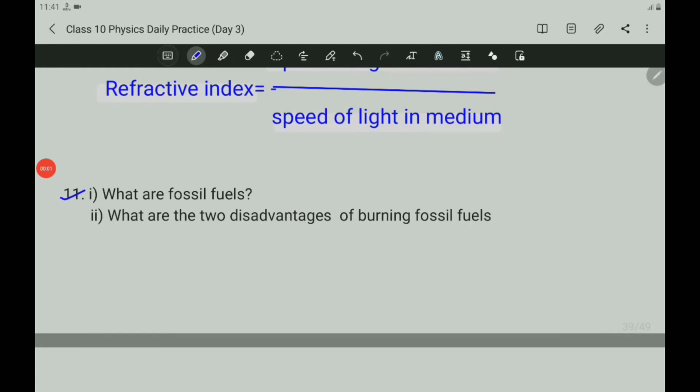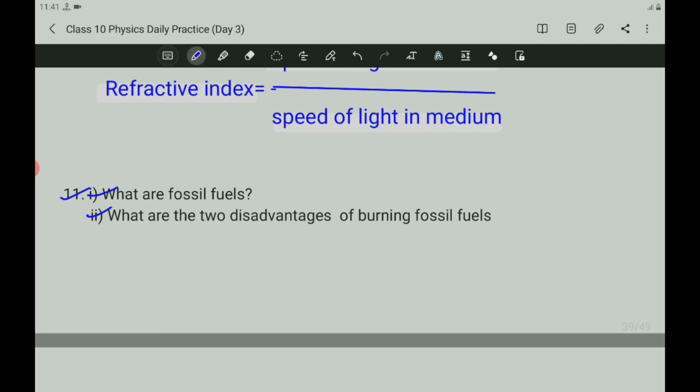Next, let us take the 11th question. In the 11th question, there are two sub-questions. The first sub-question is, what are fossil fuels? And the second sub-question is, what are two disadvantages of burning fossil fuels? Then what are fossil fuels? You know, coal, petroleum, natural gas, these are the fossil fuels.